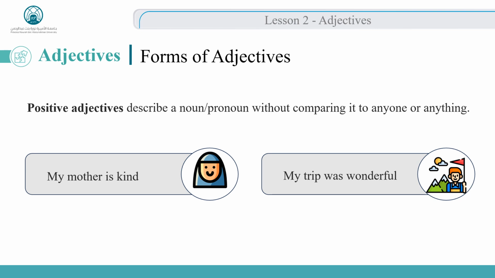Now we talk about forms of adjectives. The first form is the positive adjective. Here, the adjective describes a noun or a pronoun. It doesn't compare it to anyone or anything. This is the original form of the adjective. My mother is kind. I can say also a kind mother. My trip was wonderful. I can say also a wonderful trip.